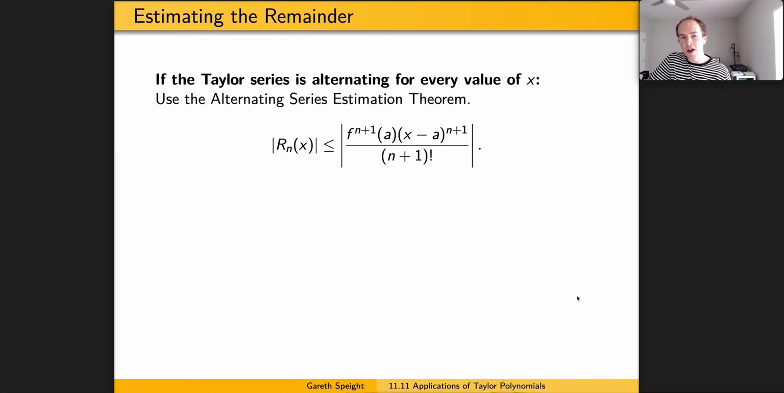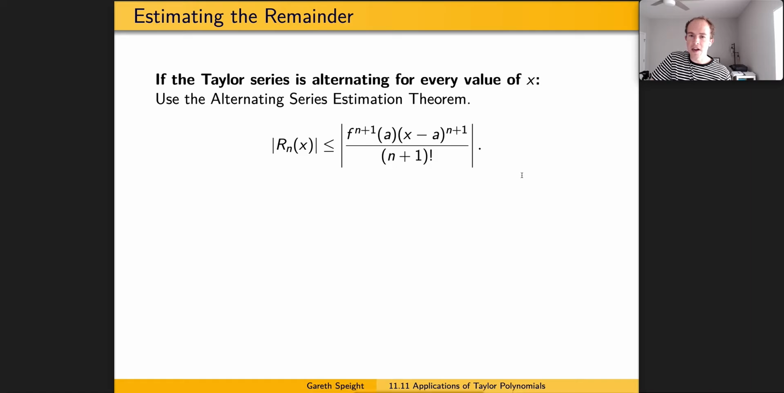And there are going to be two strategies to estimate the remainder, which are based on things we've already seen. If the Taylor series is alternating, then for every value of x, so we want to make sure that it's alternating for every x, whatever x is, then we can use the alternating series estimation theorem. Remember, we said that if the series is alternating, then the error is at most the next term along. So that's what we're doing here, except here the next term in the Taylor series is f^(n+1) of a times (x minus a) to the n plus 1 over n plus 1 factorial.